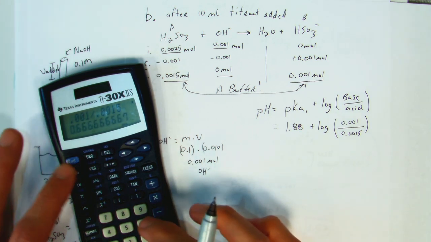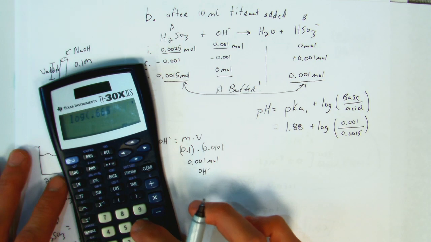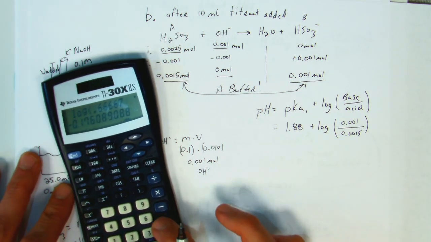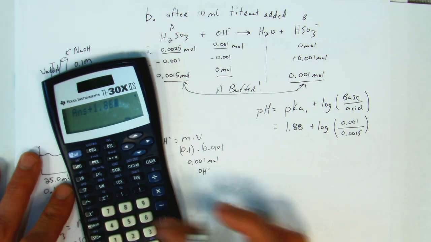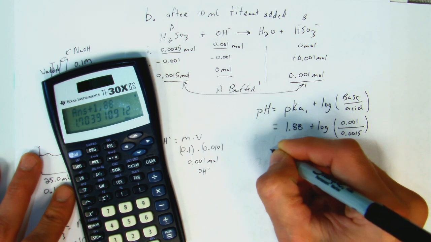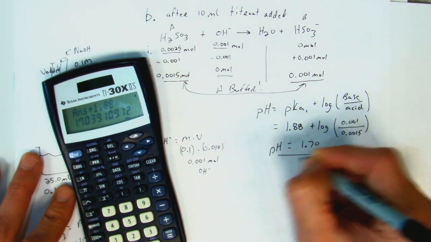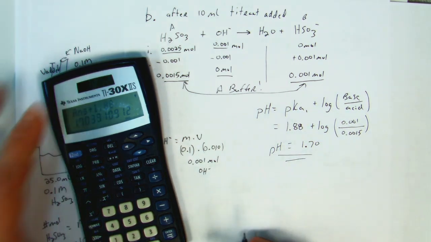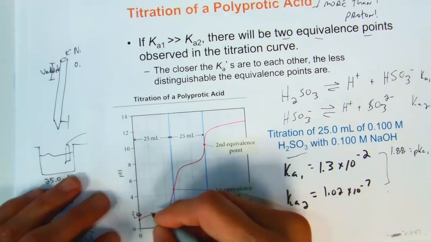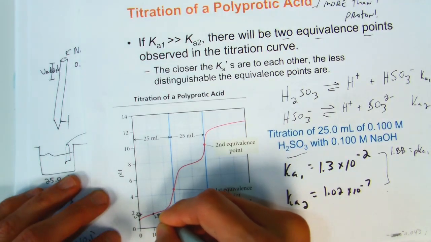Now I need to take the log of 0.66667 and then add that to 1.88. And I get 1.70 for my pH. So at this point, after 10 mils have been drained into the container, I get a pH of 1.7.